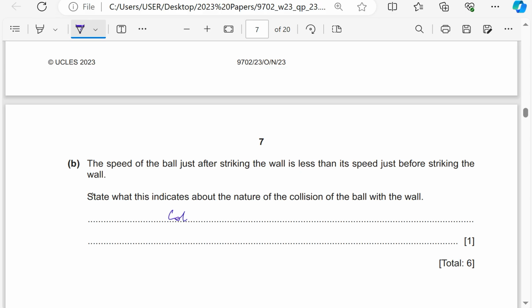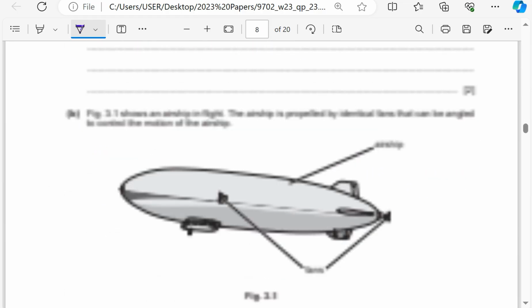So we can simply say the collision is inelastic. The collision is inelastic because kinetic energy is not conserved. As simple as that. Question number 3.